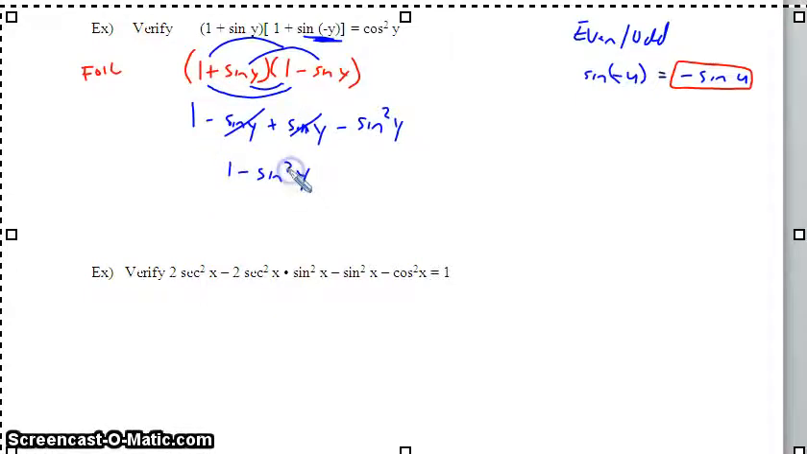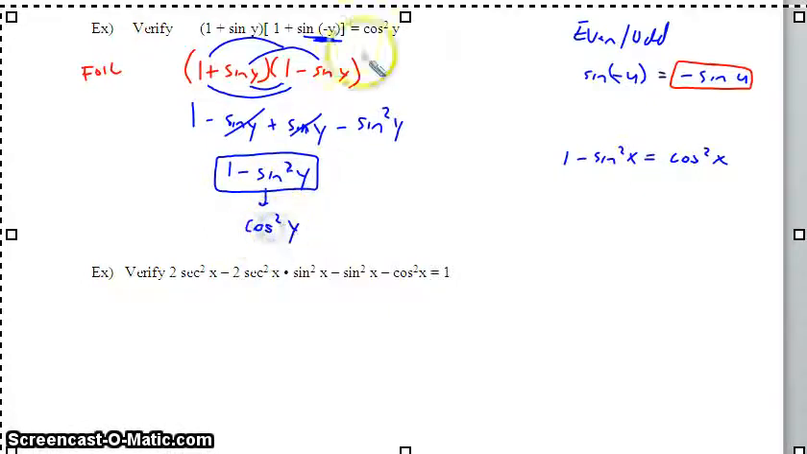And hopefully now you're starting to catch on to these Pythagorean identities. There's a Pythagorean identity that says 1 minus the sine squared of x is equal to the cosine squared of x. So I can replace all of this with cosine squared of y, since our angle is y here, and now recognize that it equals the same.